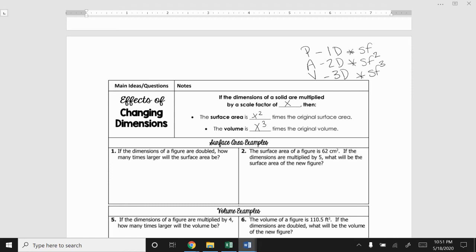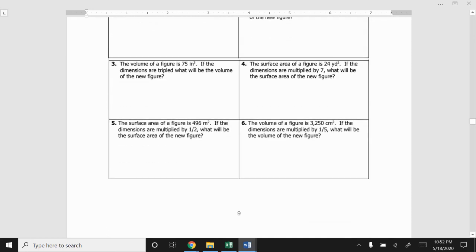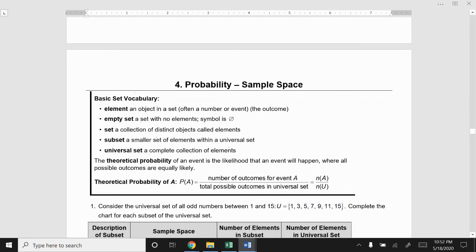For example, say our scale factor is equal to 2. So your perimeter would only be multiplied by 2. But your area will be multiplied by 2 squared, or 4. And your volume is going to be multiplied by 2 cubed, or 8. So your volume doesn't equal 8, your volume is multiplied by 8. All right, so you're going to use that concept on those two pages. And then you're going to move on to probability.